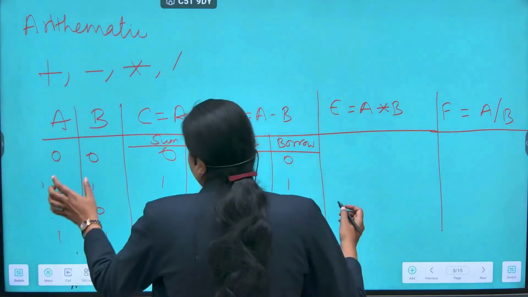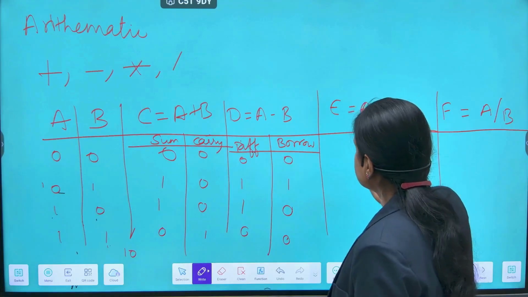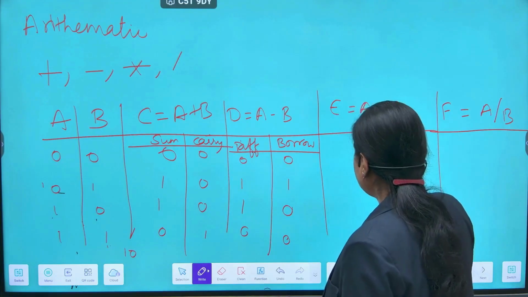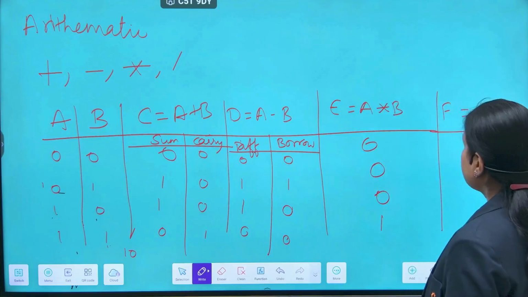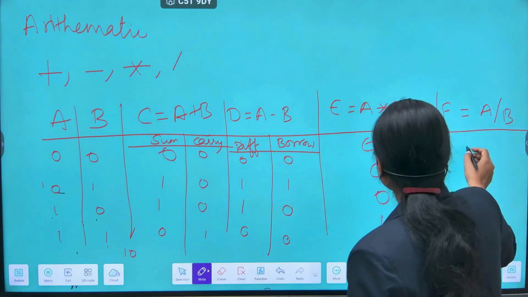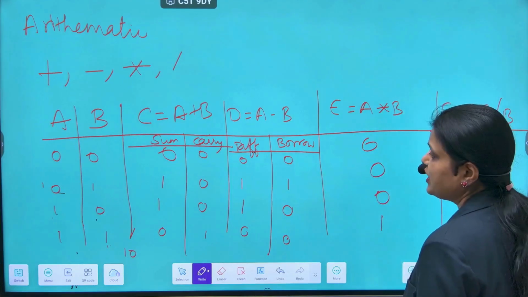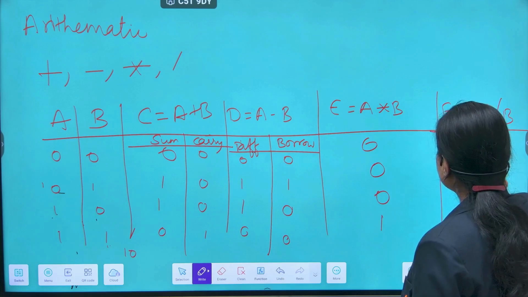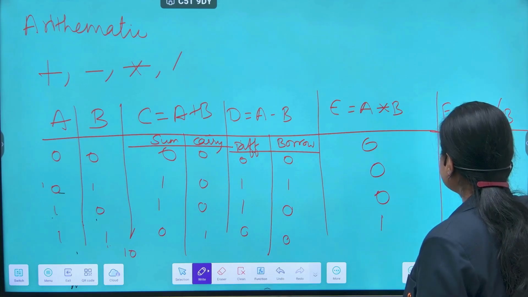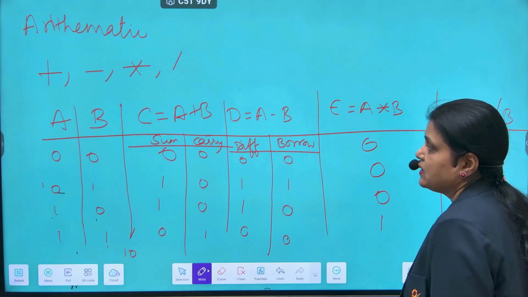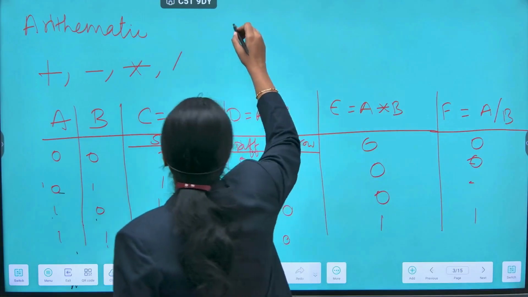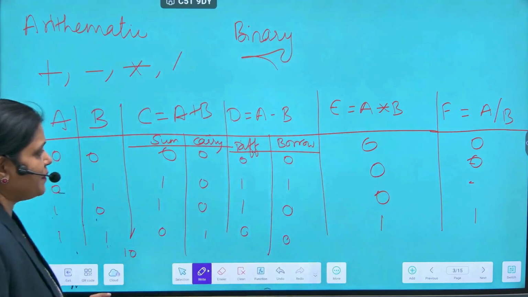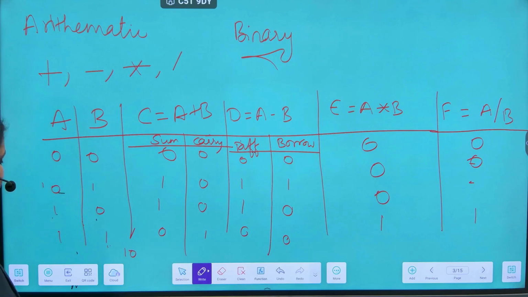Similarly, A into B. 0 into 0 gives me 0. 0 into 1 gives me 0. 1 into 0 gives me 0 and 1 into 1 gives me 1. Next is A by B, that is division. 0 divided by 0 gives me 0. 0 divided by 1 is 0. 1 divided by 0 is infinity. And 1 divided by 1 is 1. So this is about the arithmetic operations that are performed in computer in binary format. Now we will look into the logical operations.